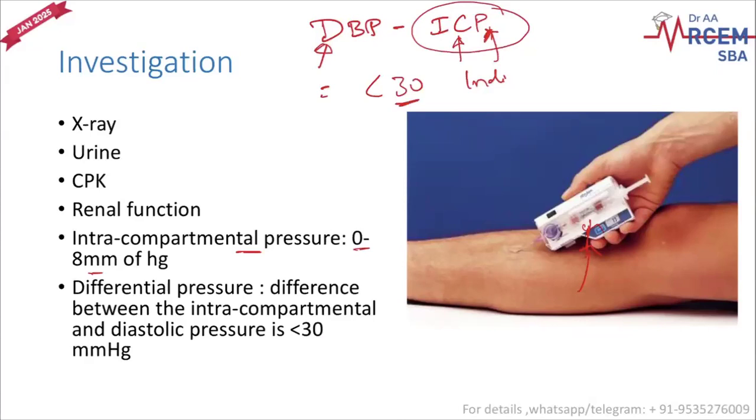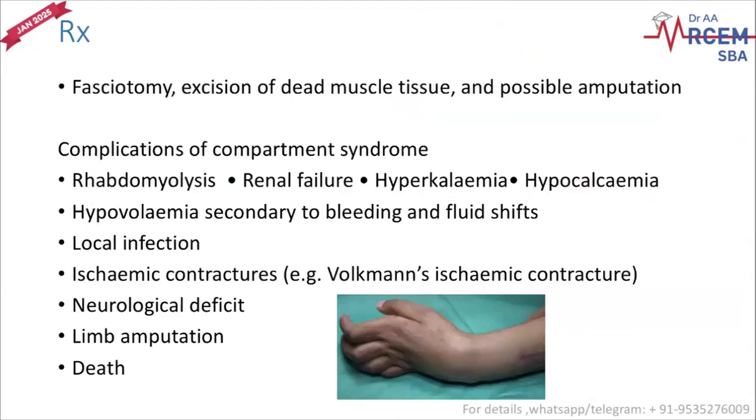Along with it, you get a urine dipstick done, mainly to see whether myoglobinuria is present, and CPK values, because muscle breakdown will occur whenever there is increased intracompartment pressure. Whenever there is muscle breakdown, renal function becomes important, because it affects the kidneys. It can cause acute kidney injury. So fasciotomy is the treatment you need to remember.